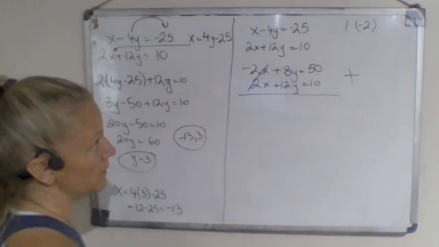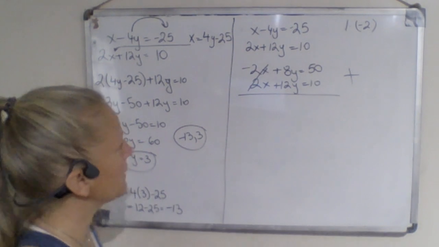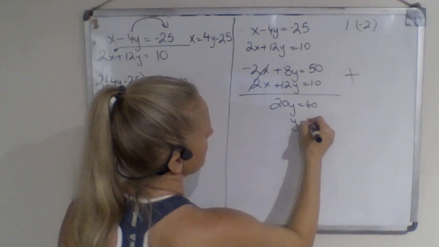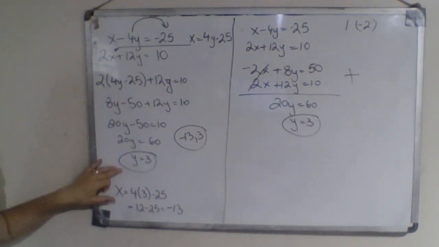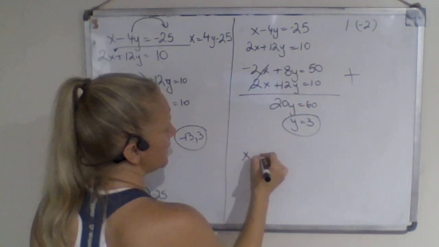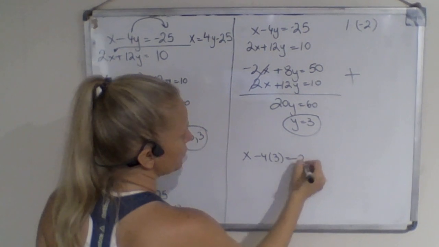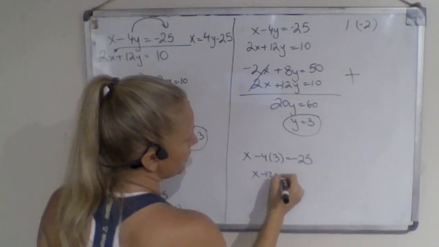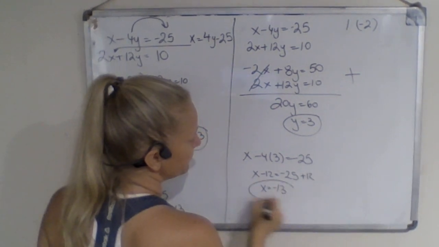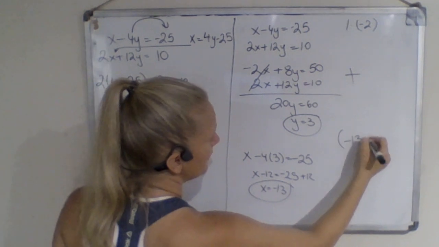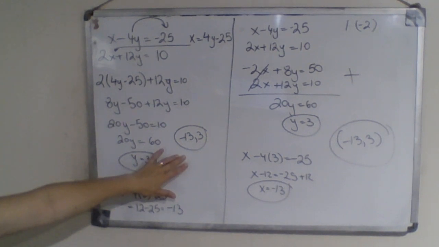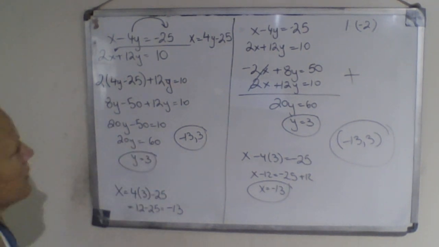Well, these are gone. There's a reason why they're gone. We already did this in order to get rid of them. I end up with 20y equals 60, or y equals 3. Remember, it's the same equation. We got to the exact same conclusion. I now can take my y and replace it in there. X minus 4 times 3 should equal negative 25. X minus 12 should equal negative 25. X equals negative 13 when I plus my 12. So my solution is negative 13 and 3, which we already knew was the case because that's what we got here.